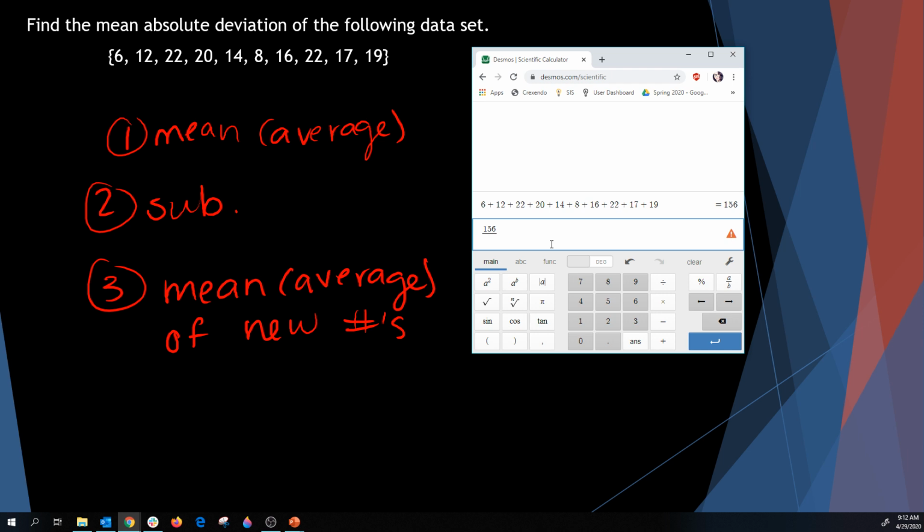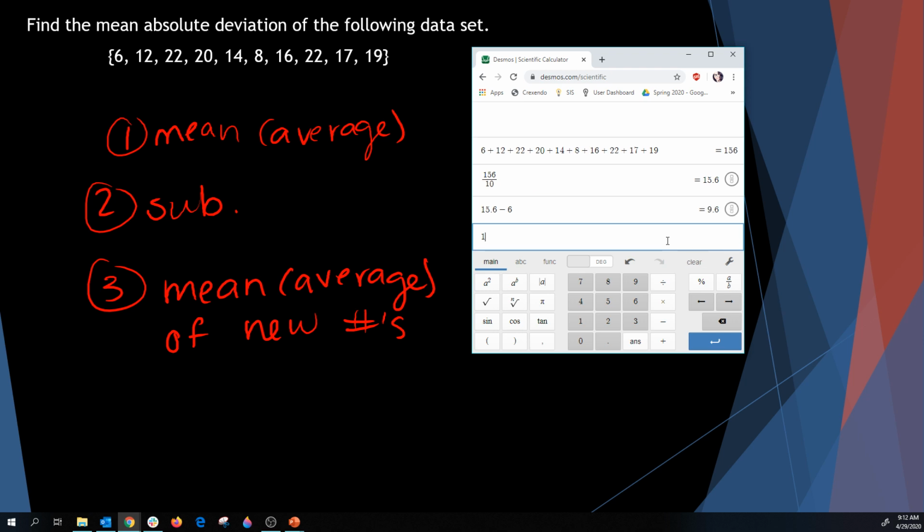So I got 156, and we need to divide that by the total number of numbers we added together, which would be 1, 2, 3, 4, 5, 6, 7, 8, 9, 10. Which means that my average is 15.6. So I did step 1. Step 2 is going to be doing my subtraction. So I'm going to take that 15.6 and subtract it from all the numbers in my data set.